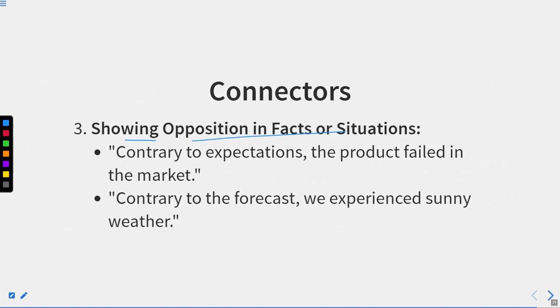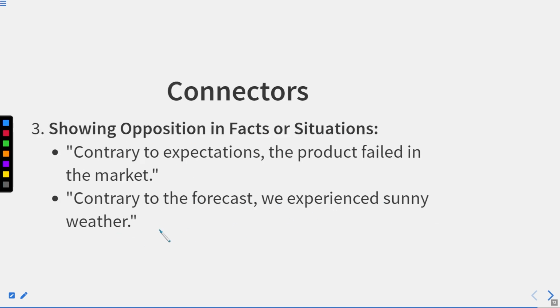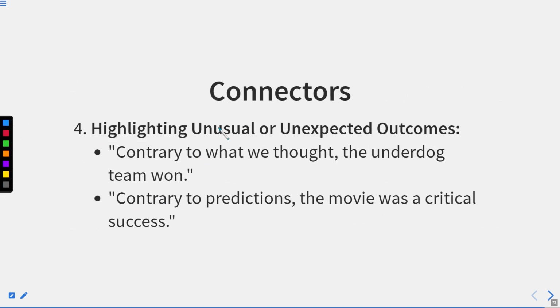The third one, showing opposition in facts or situations. Contrary to expectations, the product failed in the market. Contrary to the forecast, we experienced sunny weather. Okay, it means something else was mentioned in the forecast. Highlighting unusual or unexpected outcomes. Contrary to what we thought, the underdog team won. Contrary to predictions, the movie was a critical success.